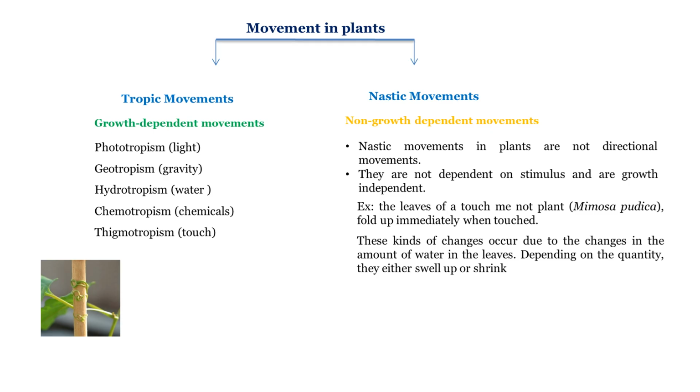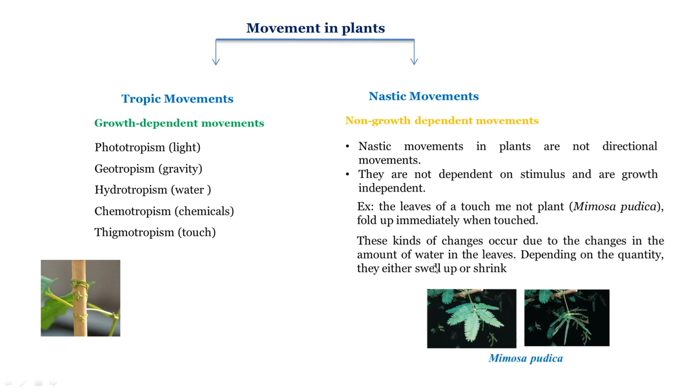So how do these kinds of changes take place? These kinds of changes occur due to the changes in the amount of water. See, the movement is not taking place exactly in the direction of the stimulus which is touched, but when it is touched, the amount of water in the leaf changes, and depending on the quantity, they sometimes swell or shrink, and because of this the movement takes place when Mimosa pudica plant is touched. So this movement is nastic movement or non-growth dependent movement.